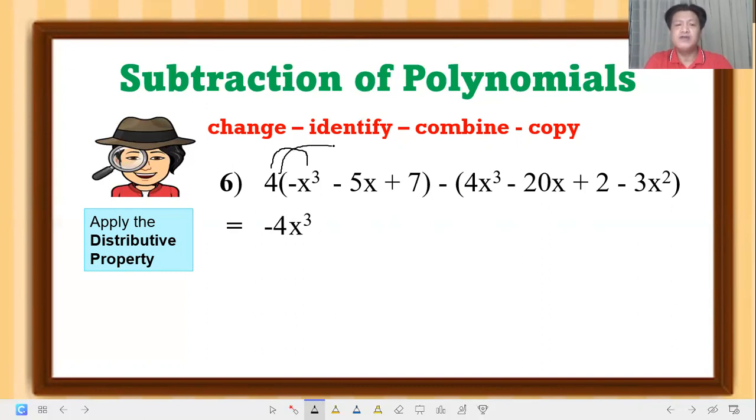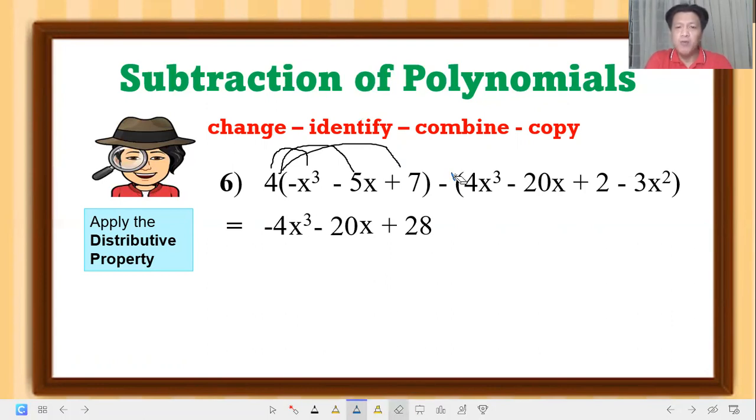And also 4 times 5x, meaning to say that is negative 20, and copy the literal coefficient or yung variable niya. And then we also have 4 times 7, that is equal to 28. Okay, dito naman tayo sa pangalawa. So meaning to say, minus, di ba? Ibig sabihin yan, meron pong invisible or we have the 1.